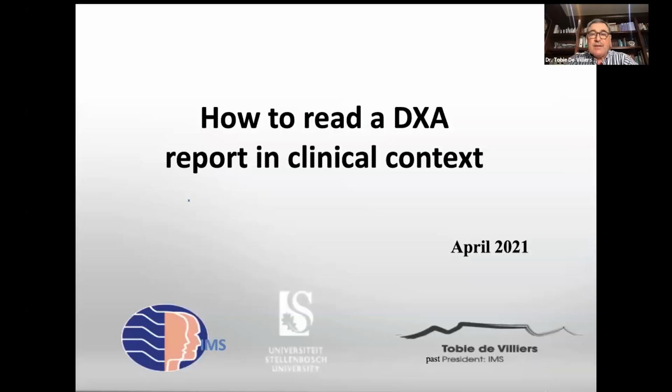My name, as I said, is Tobie De Villiers. I'm a former president of the International Menopause Society. I'm a gynecologist by trade, but I have a special interest in bone metabolic disease. And probably more important to this topic today, I have been the director and head of the Panorama Bone Density Center since the late 1990s. So from that day till the present day, every working day of my life, I report on several bone mineral density reports.